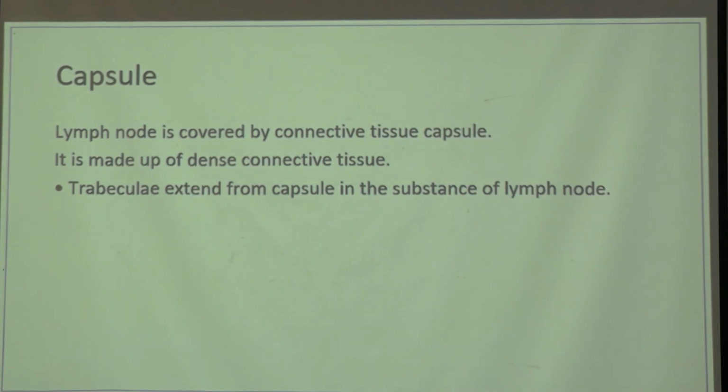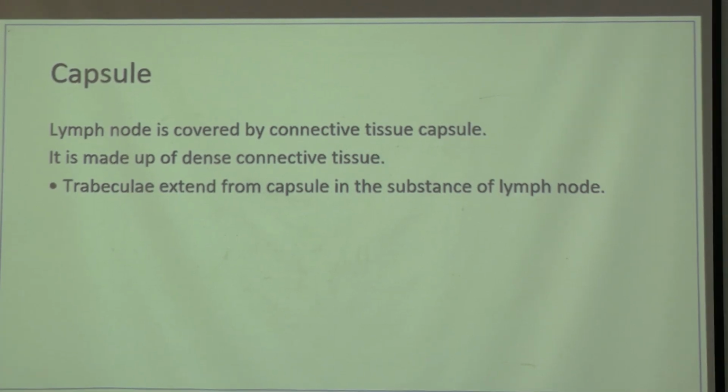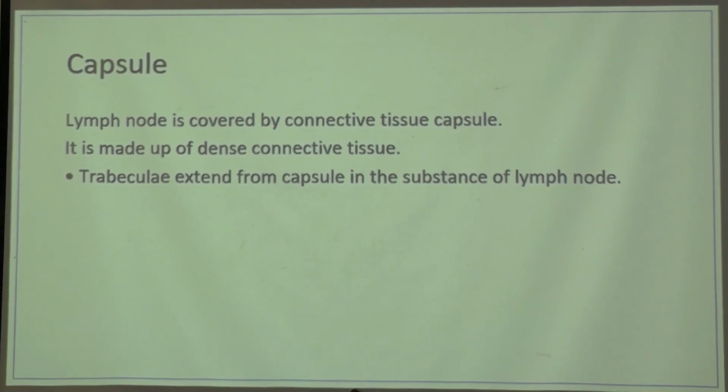Now the lymph node is covered by a connective tissue capsule. It is made up of dense connective tissue. Trabeculae extend from the capsule into the substance of the lymph node.